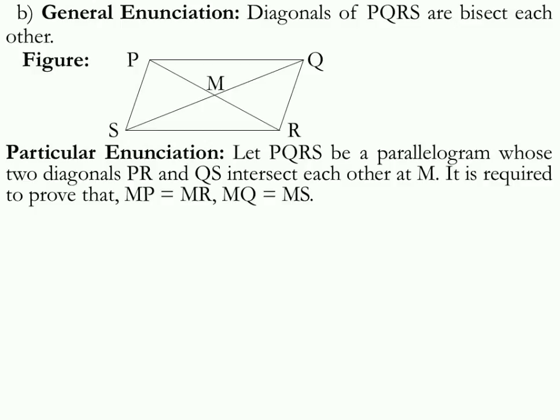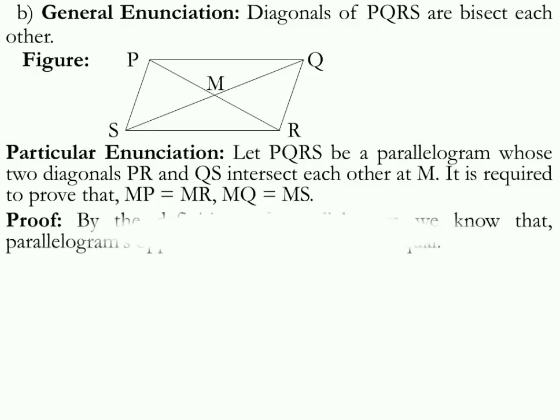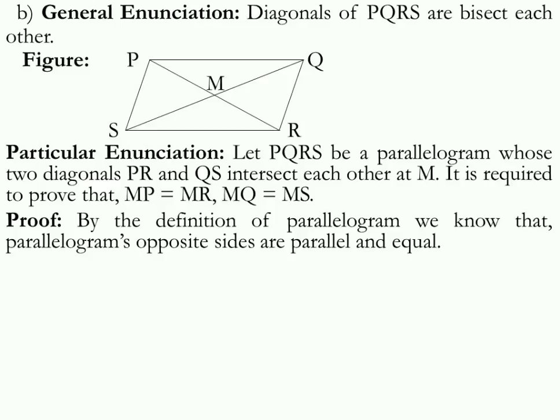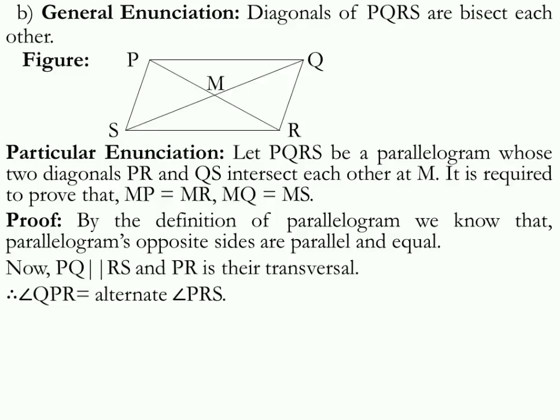For the proof we don't need any construction here. We can directly start from the proof. By the definition of parallelogram, we know that opposite sides are parallel and equal. So PQ and SR, these are two opposite sides and they are equal and parallel. Since they are parallel and PR is their transversal, the angle QPR equals the alternate angle PRS.